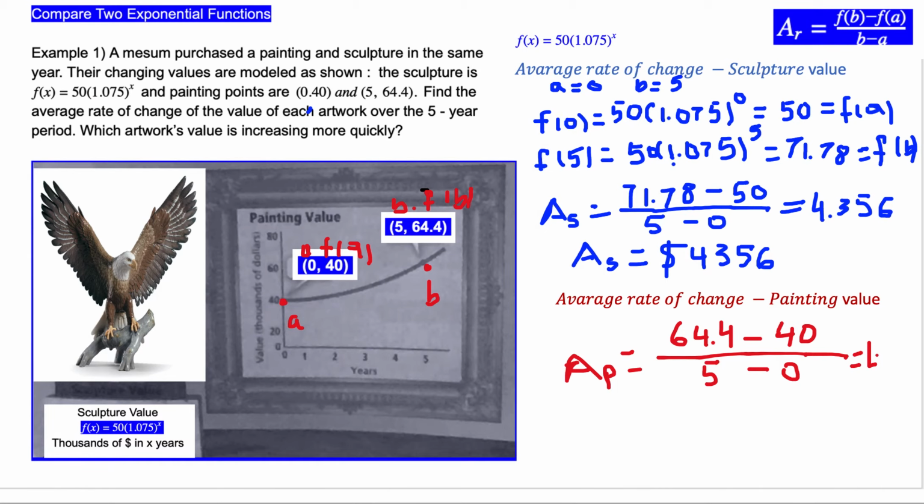So what does it mean? The average change per year for the painting was $4,880.